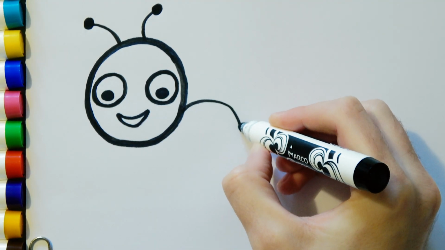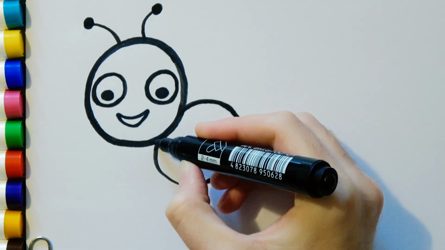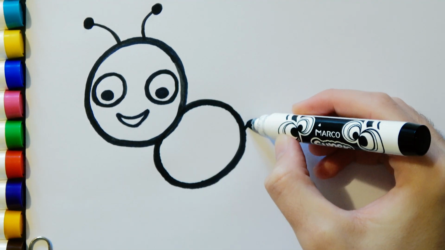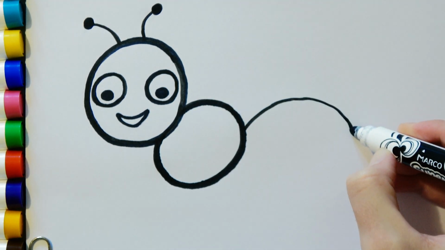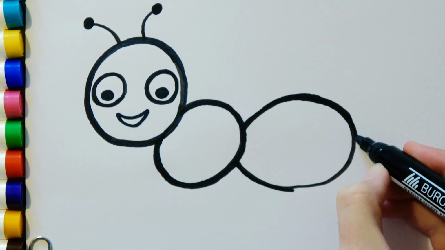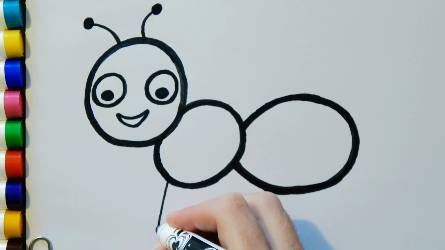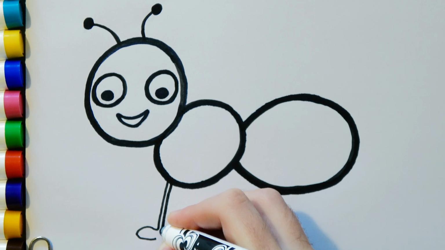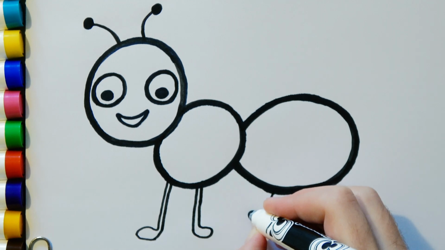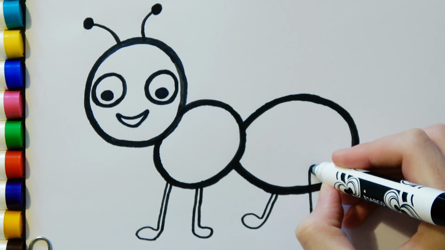Let's draw the body and ass. Let's draw the paws of an ant. 1, 2, 3, 4.